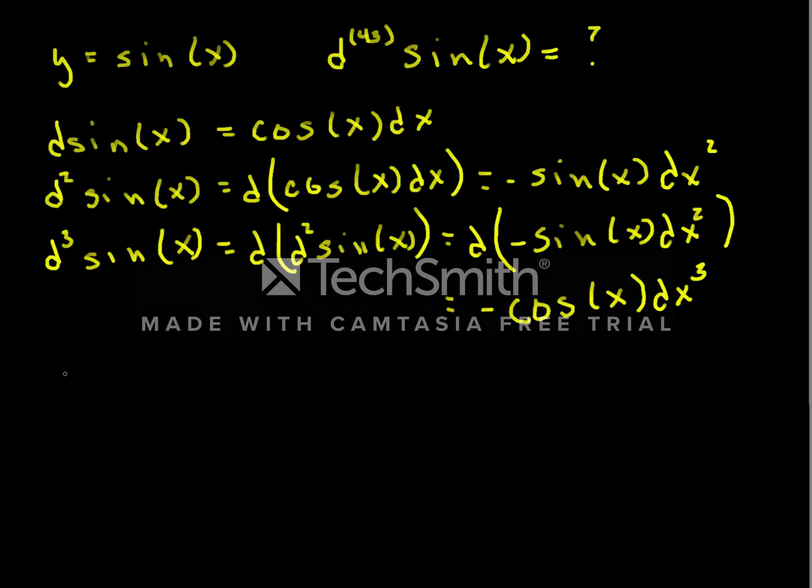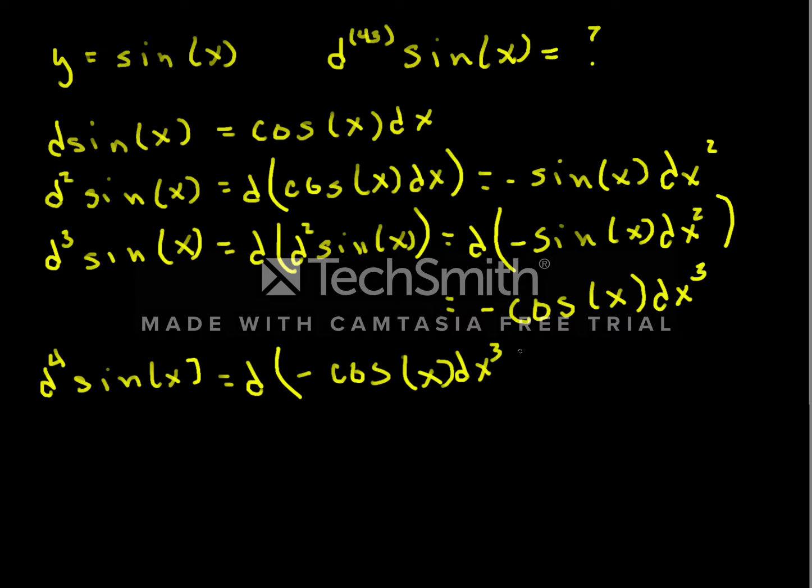And then the fourth differential of sine, well, it's the differential of the third differential, which is negative cosine, so this is equal to the differential of negative cosine of x dx cubed, and the derivative of cosine is negative sine, and the negatives cancel, and so look what happens. We end up with sine of x dx to the fourth.